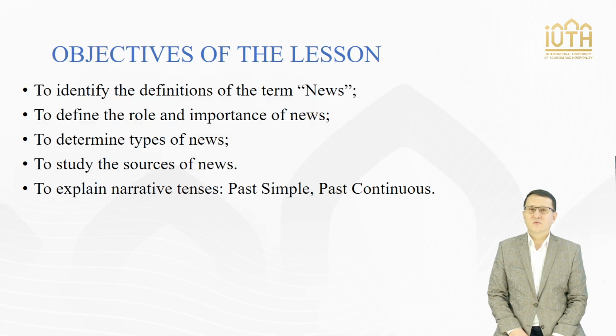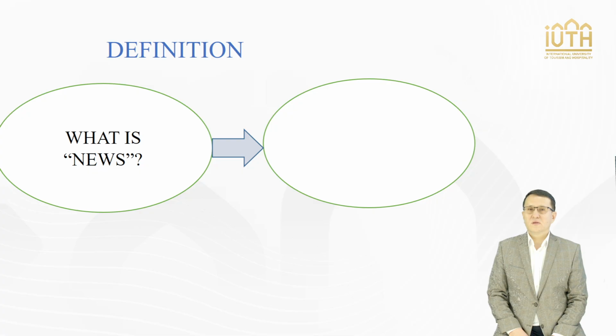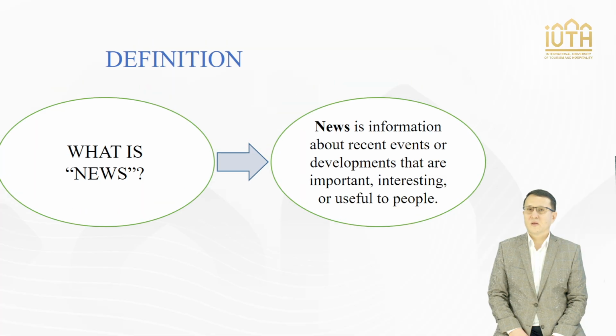Now, get introduced with the objectives of the lesson. To identify the definitions of the term news, to define the role and importance of news, to determine types of news, to study the sources of news. So, students, what is news? Can you give me the definitions of the term news? Of course, news is information about recent events or developments that are important, interesting, or useful to people. Its main aim is to inform the public about what is happening in the world, their country, or local community.